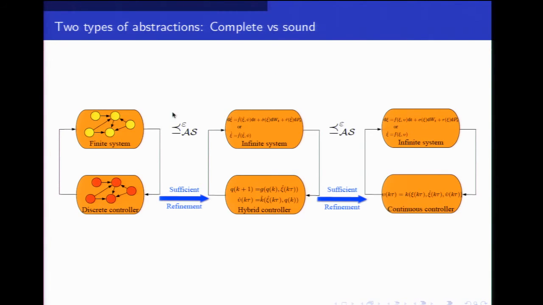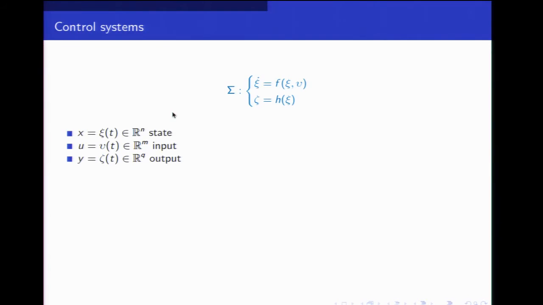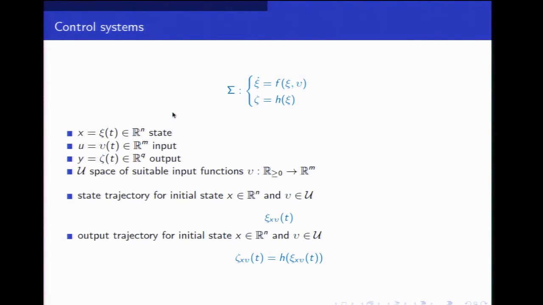Now let's see how we can construct this abstraction, the first abstraction in the scheme. I'm looking at these types of control systems with the state in R^n, u in R^m, and the output living in R^q, and I have a set of control actions. I introduce this notation, which will be used later in the presentation. It means a state trajectory started from initial condition x under input signal u, and this means the corresponding output trajectory provided by this state trajectory.